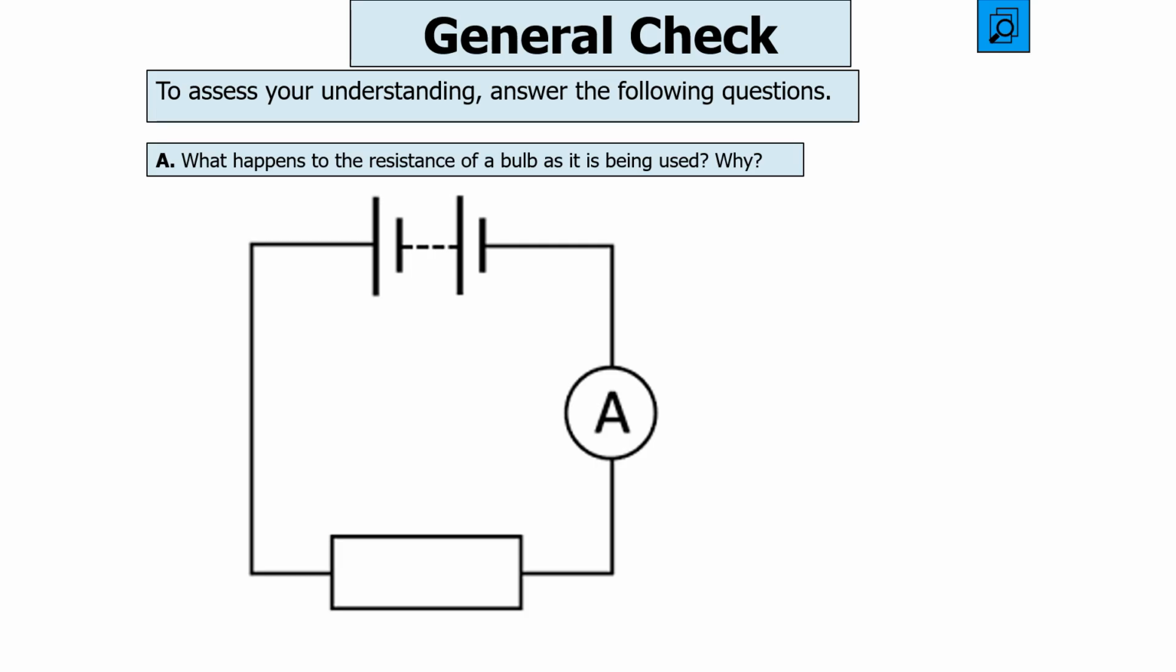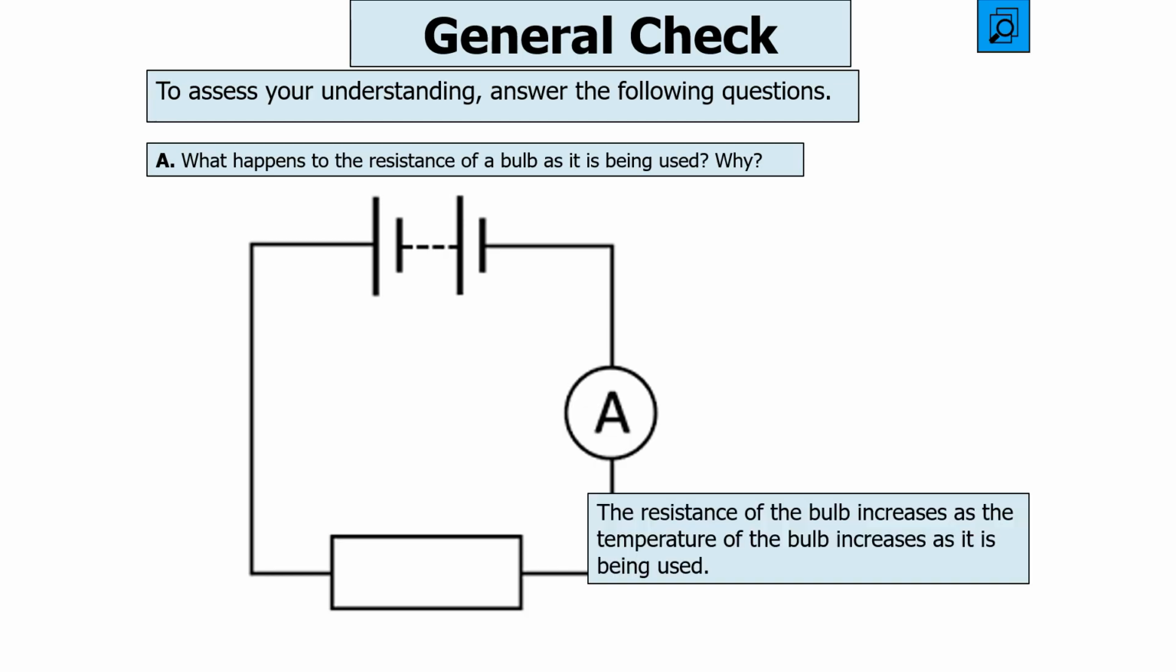The next question says, what happens to the resistance of a bulb as it is being used and why? So pause the video now, then unpause the video when you want to go through your answer. Well, the resistance of the bulb increases as the temperature of the bulb increases as it is being used.